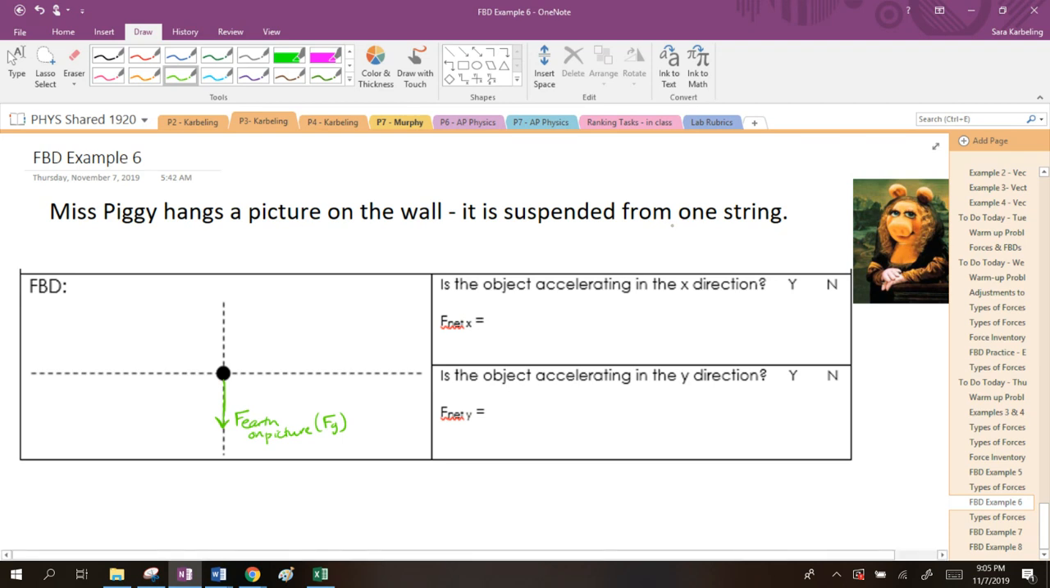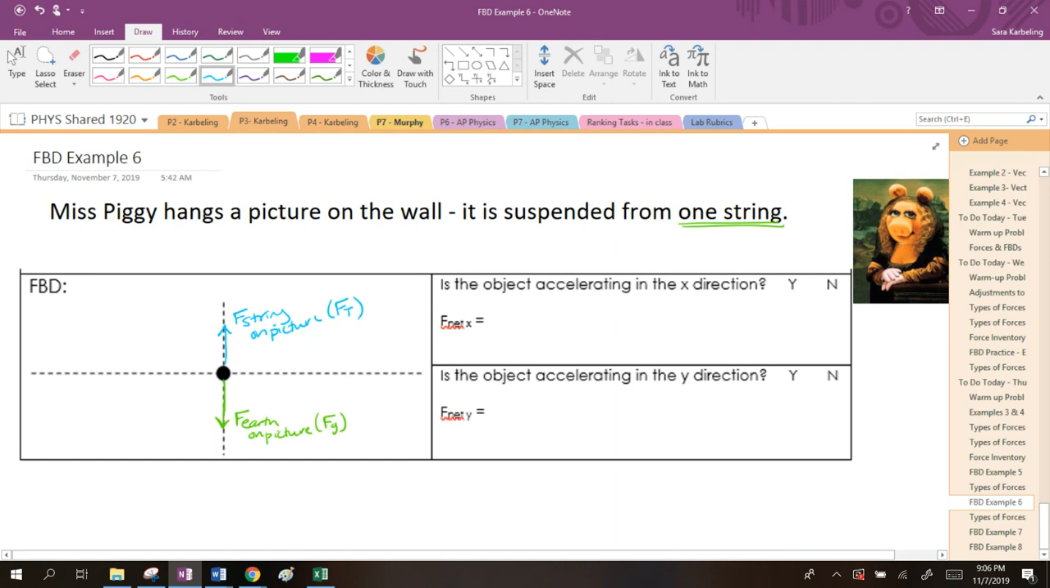Instead, the picture is being held by a string. That string is pulling straight up in this case. So we're going to add another force going straight up, and this is going to be the force of the string on the picture. We're adding yet again another new type of force. A force of a string pulling up, pulling over, we'll do a few of those types of things, is called a tension force, F sub T. We'll define that in the next video.